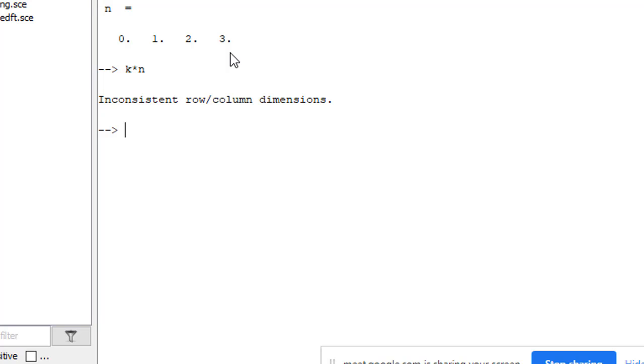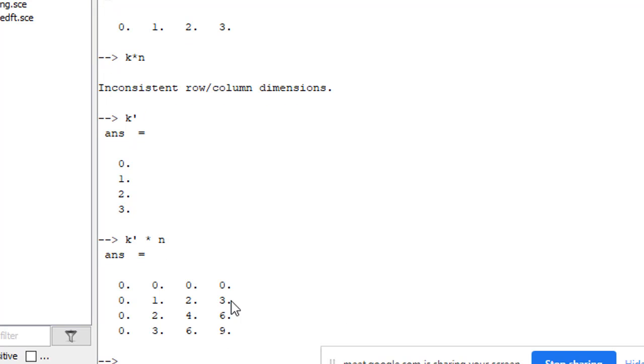In Scilab, transposing is nothing but putting a single quote. Can you see this single quote symbol? So k is a row. Now if I put k transpose, it will convert it to a column. This is how we transpose a vector or matrix in Scilab. K transpose is a column, multiplied with n, where n is a row. So what am I expecting? I am expecting a matrix of size 4 cross 4. This is what I need.